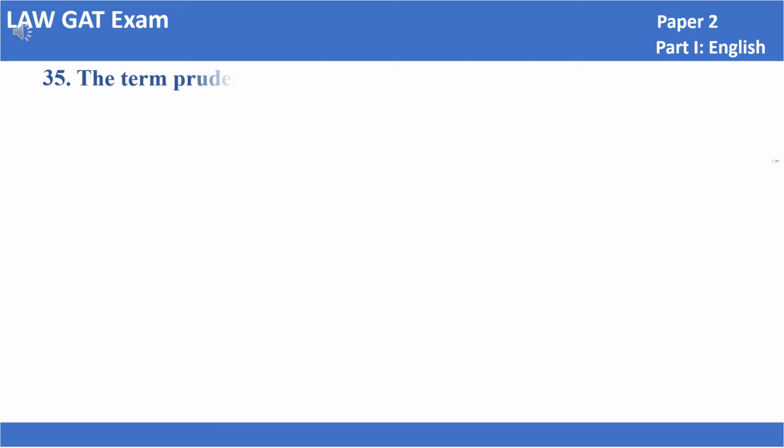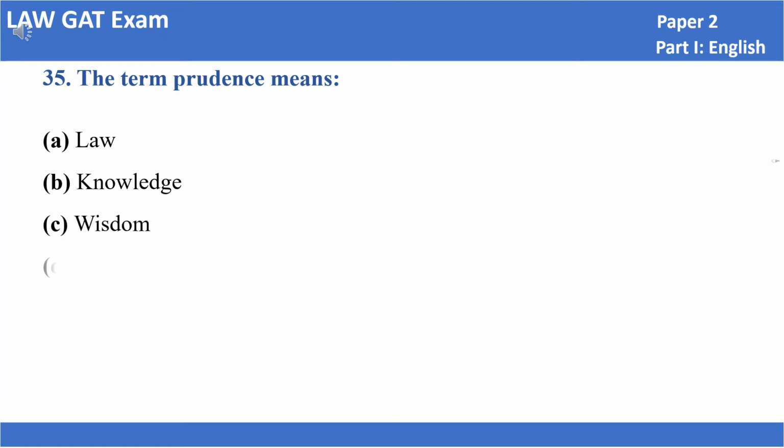The term prudence means option A, law, option B, knowledge, option C, wisdom, or is it option D, both B and C? The correct answer is option B, knowledge.